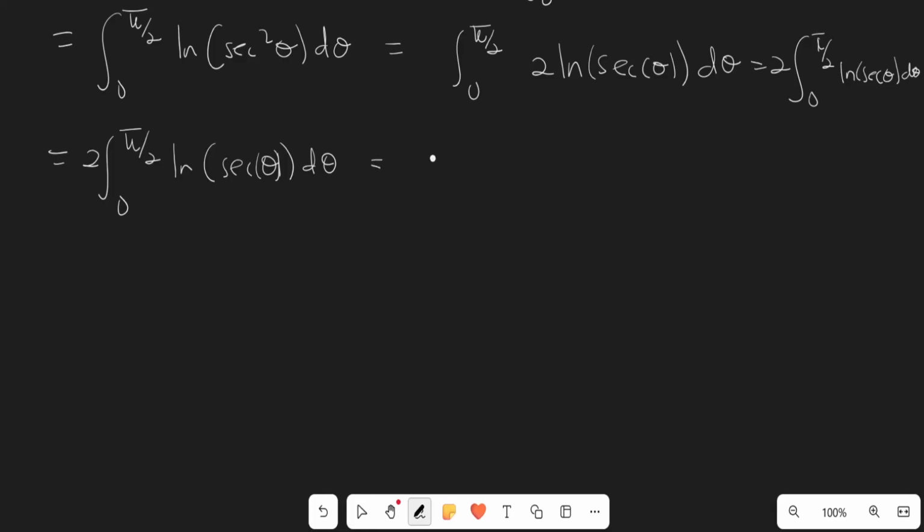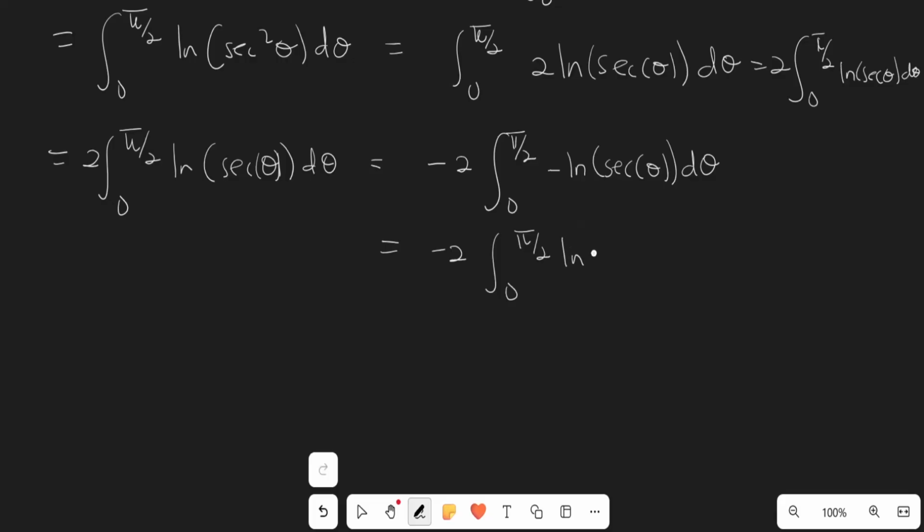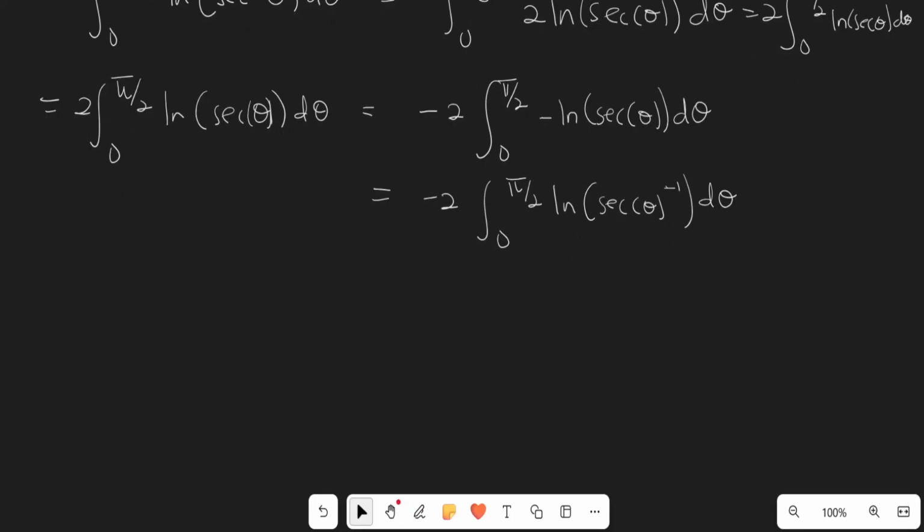But this one, we can do a simple manipulation by multiplying the number in front by -1. When we do that, we will nullify the negative in front by multiplying a -1 again inside, like that. Using the laws of logarithm, the negative here can become a power in a logarithm. So that's going to be secant theta to the -1, and secant to the -1 is 1 over secant theta. And 1 over secant theta is going to be cosine theta. So that is the same as -2 times the integral from 0 to pi over 2 of the natural logarithm of cosine theta d theta.